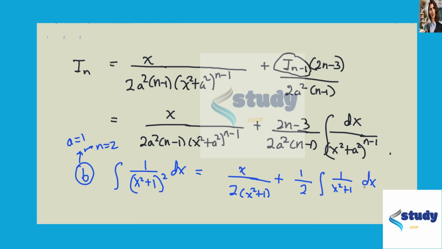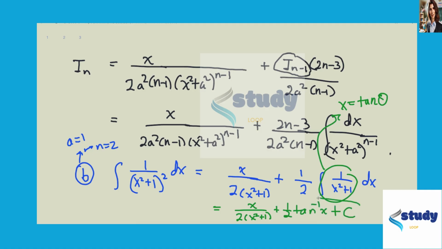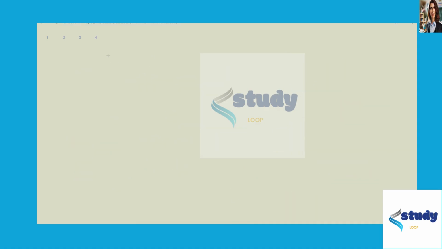Now, if this integral is bothering you, feel free to do a trig sub here. And we could simplify this. One-half, and then we have arctan of x, plus our constant c. Now, there's 2 integrals in part B. This is our answer for the first integral. And we can actually use this answer for the next integral.